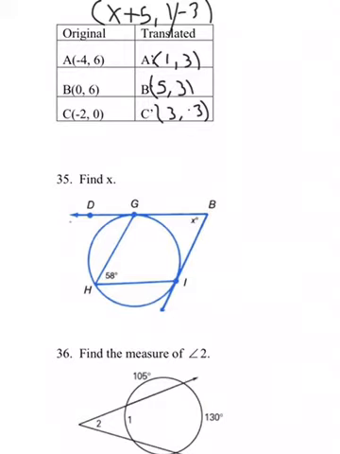Find x. All right. Two things going on here. Two tangent lines forming an angle. When that happens, the formula to find x is 1/2 of the major arc minus the minor arc.